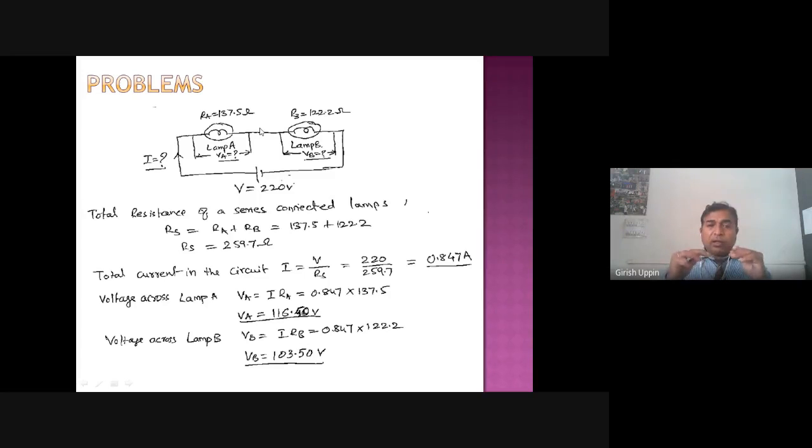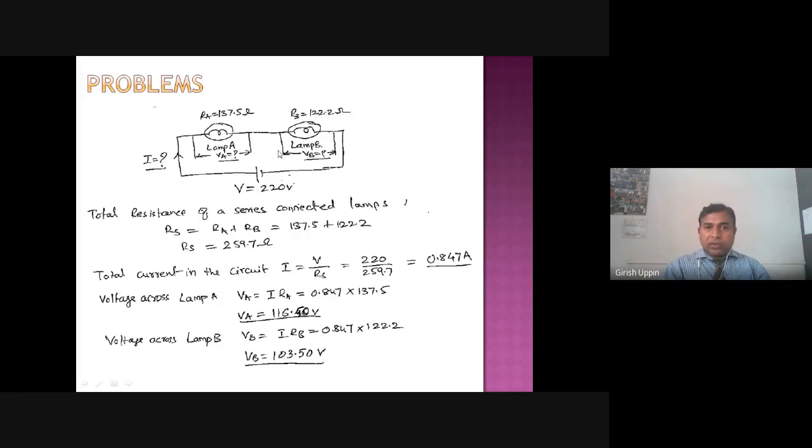Then we connect both the lamps in series, and we already know the resistances of those lamps. Ra is 137.5, Rb is 122.2. They are connected in series. Now we have to find the current. The current is unknown, and they are connected across 220 volt. Va, the voltage across Ra, is unknown, and Vb, the voltage across Rb, is unknown. Those things we have to find.